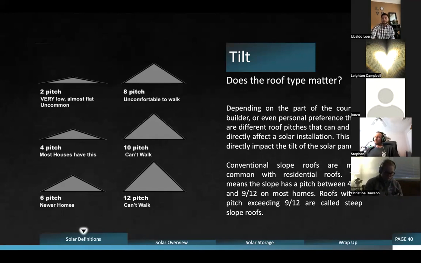So 2/12 is almost flat. So on a 2/12, we'd start looking at having a nice little tilt on those panels. On a 4/12 we may, but if the customer doesn't want to put a tilt on a 4/12 pitch, then we don't have to. All right, but we may need to put an extra panel or two to achieve the same result and kilowatt hours that we need, because we compromise the system a little bit with the actual tilt itself.